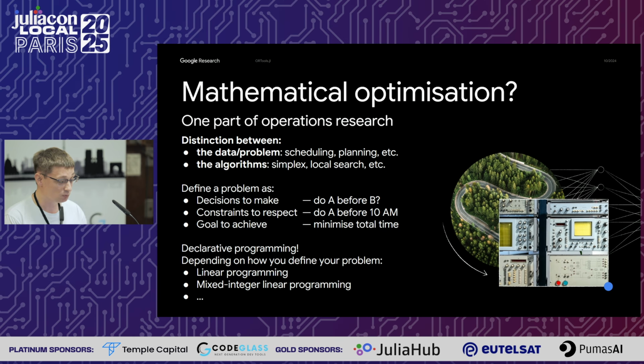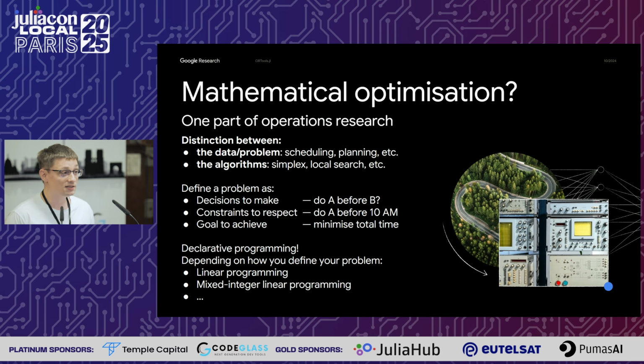So to define this problem, you need 3 parts. First, the decisions that you want to make. So do I make this operation before another? You have constraints to respect. So maybe you have to do some tasks before some point in time. And a goal to achieve, which is usually minimizing costs, but for scheduling, it's also quite often minimizing the total time of your operations.